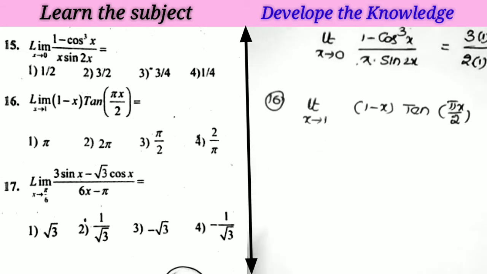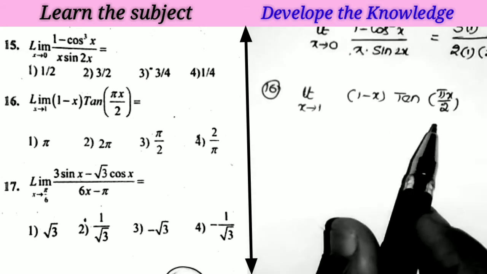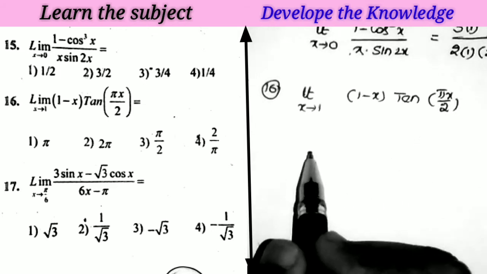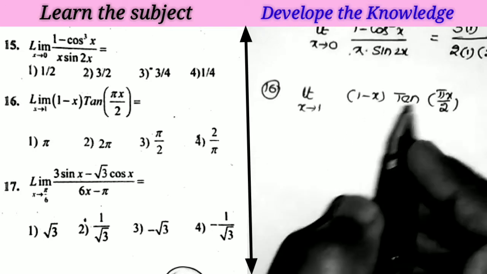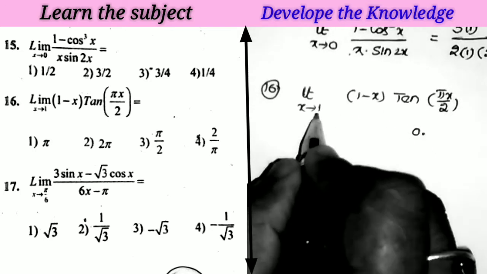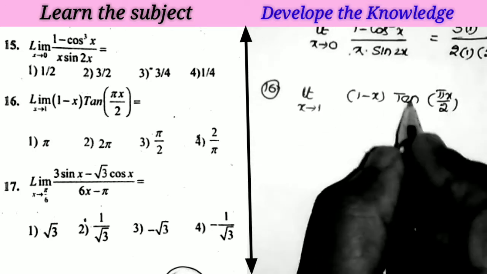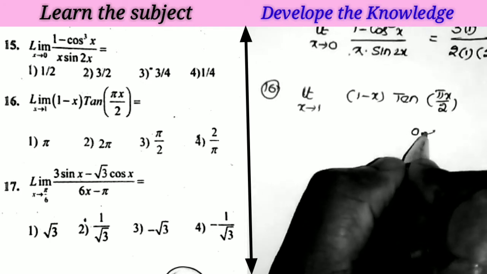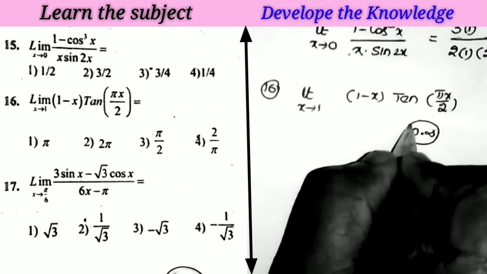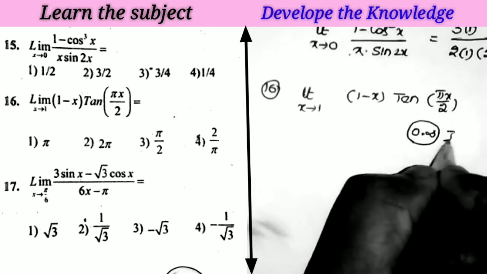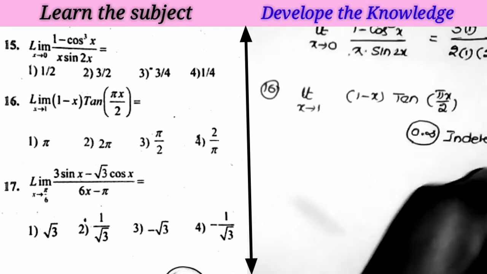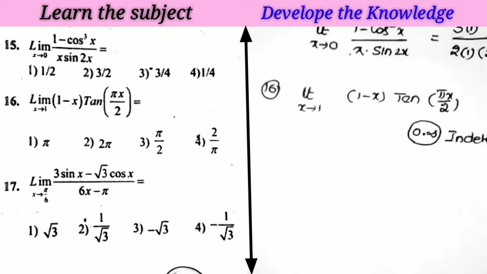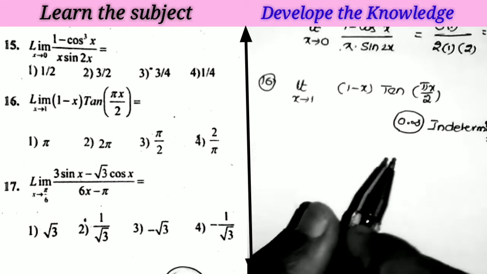Next question. Limit x tends to 1, 1 minus x into tan of pi x by 2. First we substitute x is equal to 1 directly in the given question. Then what do we get? 1 minus 1, that is 0, into tan pi by 2, and tan pi by 2 value is equal to infinity. So this is 0 into infinity, which means an indeterminate form. So we don't take x is equal to 1 directly in the given question.